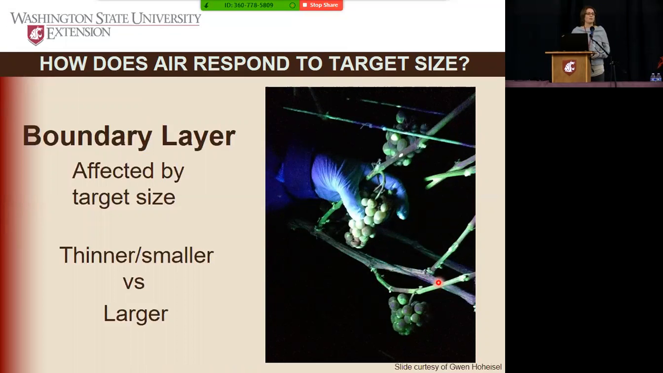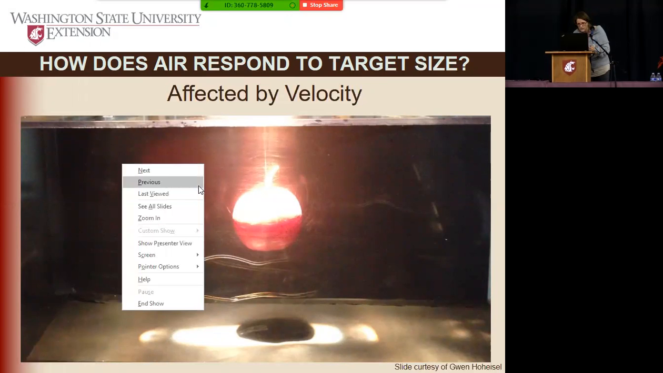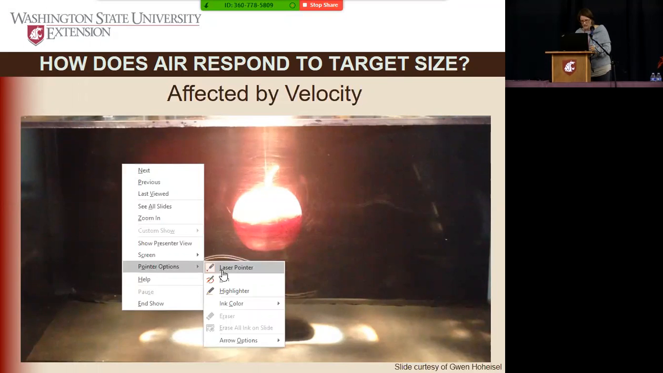And so the larger the object you have, you need to slow down your airspeed so that you can penetrate around the boundary layer and get things to go onto your crop, okay? So I'm gonna give you one more example. And I have three cool videos to show you in this. And this is a video that I took, I think I have to get rid of the laser pointer here to make it work. Okay, so this is a video I took in a lab that has a bubble machine, right?